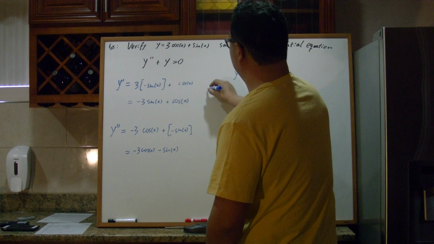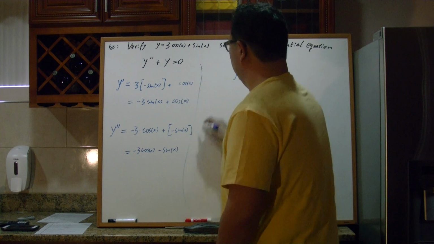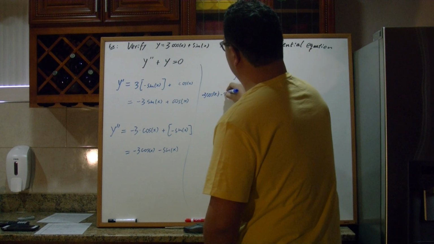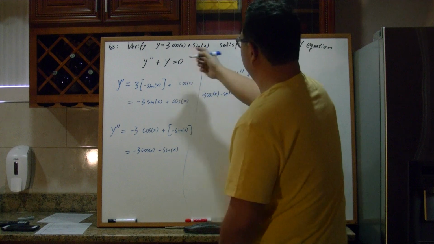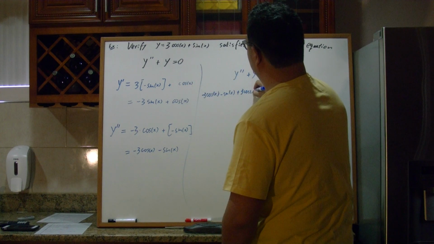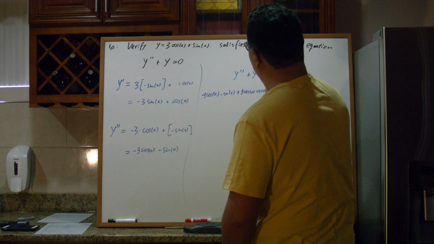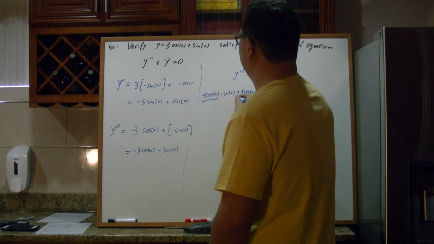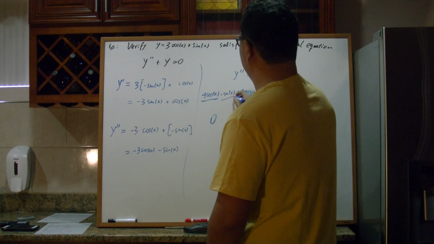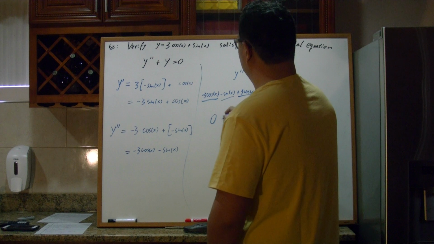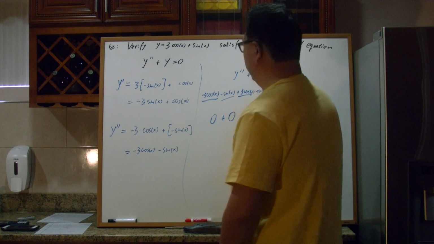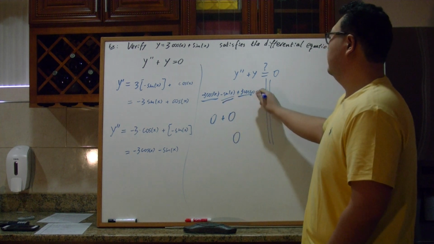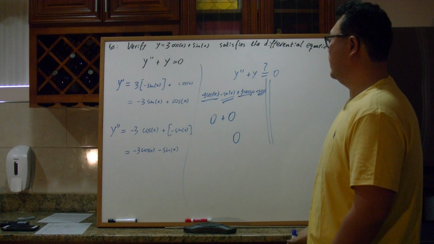Y double prime is the expression negative 3 cosine x minus sine of x. Y is the expression 3 cosine x plus sine of x. Then we get negative 3 cosine x, negative sine x. Then it goes line by line, right? We get this one is 0, this one, when we combine, is also 0, 0 plus 0, that is 0.